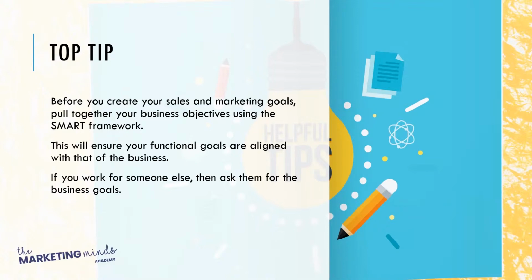Remember, before you create your sales goals and your marketing goals, pull together the full business objectives using the SMART framework. So if you're working for another company, try and get the business goals off the company. I know that can be quite difficult. I've been there many a time working in a company and not being able to get my hands on the business objectives. But it really does help you. It ensures that your sales and marketing goals and activities are aligned with that of the business. So obviously that makes sense.